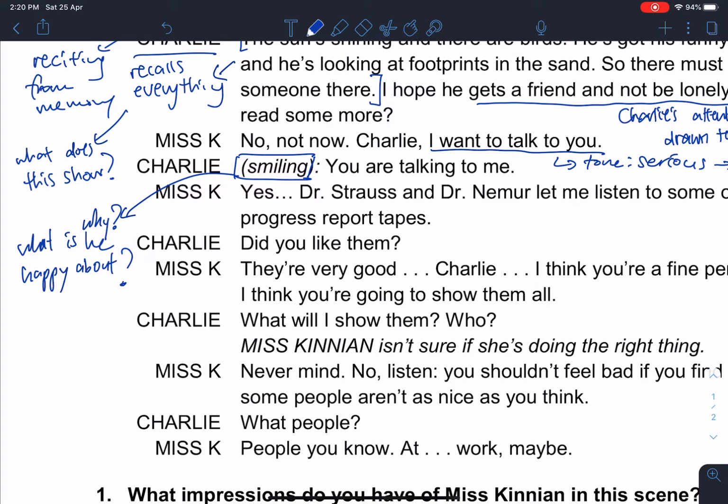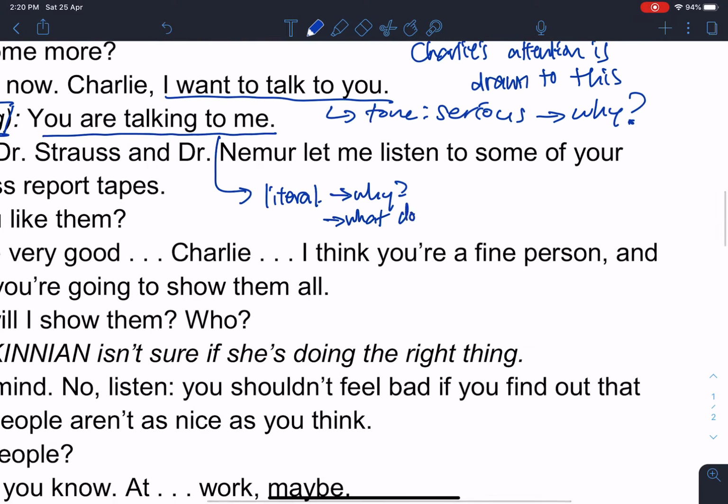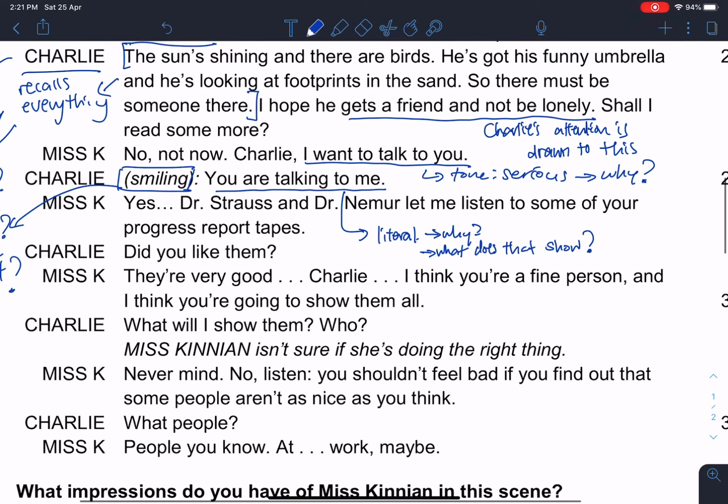And no, they are not in a relationship, okay? And it is, you are talking to me. That's like me saying, come here, I want to talk to you. Then you say, yeah, but Mr. Low, you're talking to me. Then you're being lame, right? But here, Charlie is being extremely literal. Why? What does that show about Charlie? He is very smart, but can he catch that difference between what is literal and what is not literal?